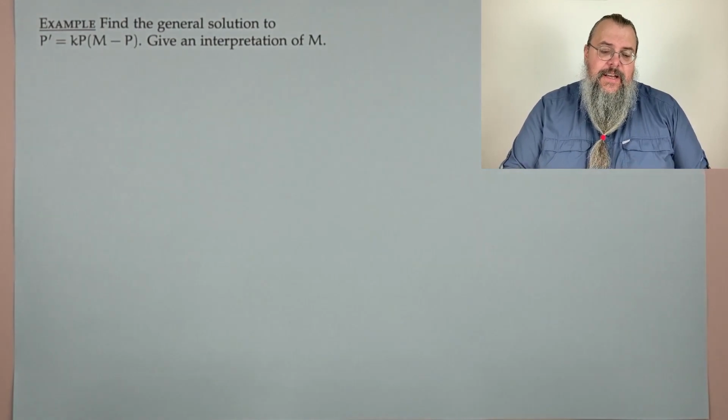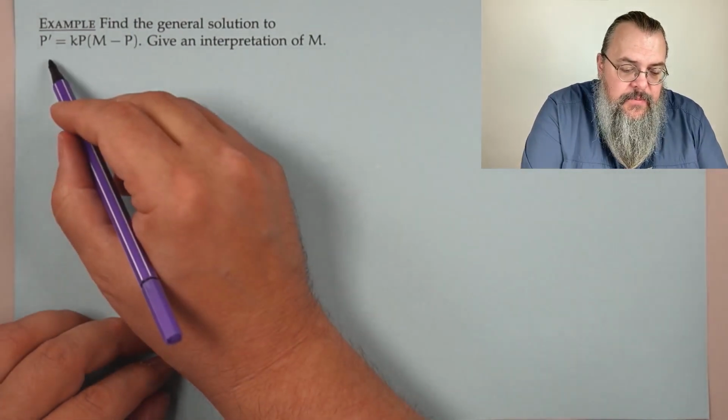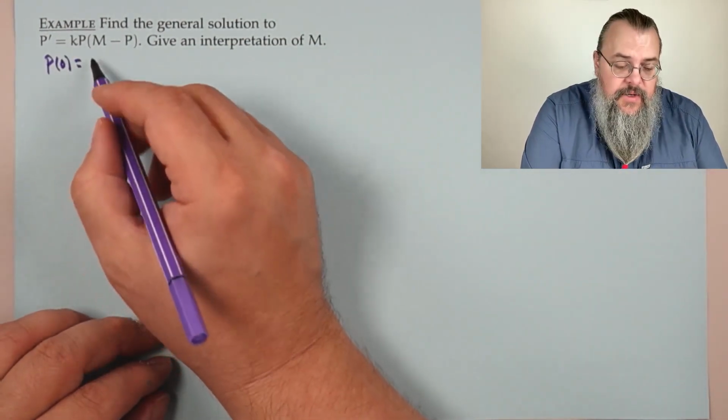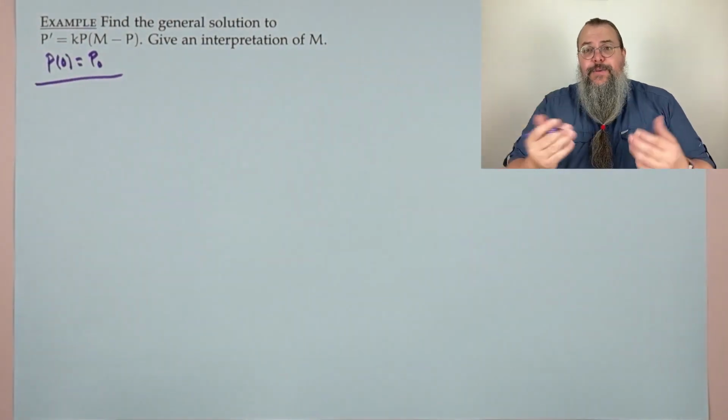All right. Now, here, let's add one more thing. Let's do what we did before, which is to throw in an initial condition. The population at time 0 is p0. All right, so how do we solve this?